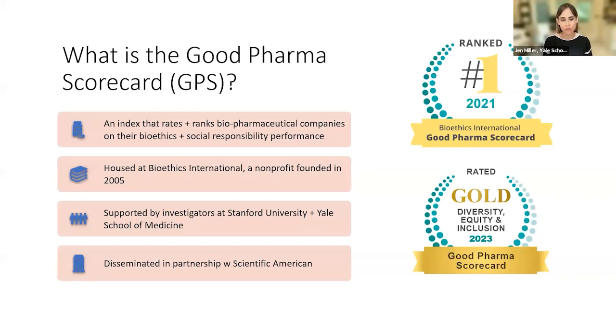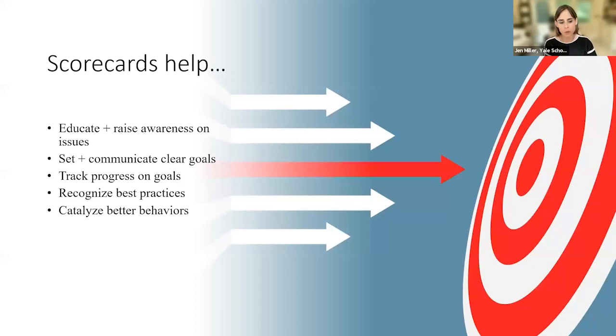It's an index designed to rate and rank biopharmaceutical companies on their bioethics and social responsibility performance annually, with research conducted by investigators at Stanford University and Yale School of Medicine, and results disseminated in partnership with Scientific American. Next slide. The Good Pharma Scorecard, like most scorecards rating and ranking initiatives, aims to do three key things. One, educate and raise awareness around bioethics issues and concerns, and importantly, set and communicate clear bioethics goals and metrics for a sector. And then to use those metrics to track progress over time on goals and recognize best practices to show that it's possible to do better. And most importantly, catalyze better behaviors where needed.